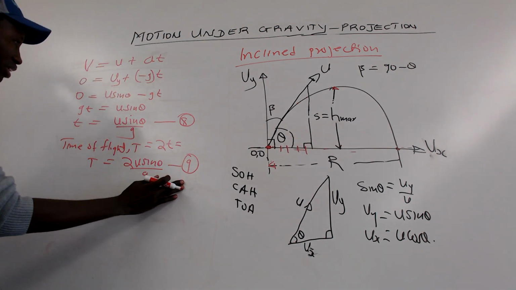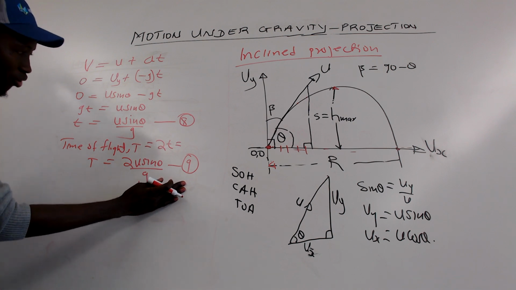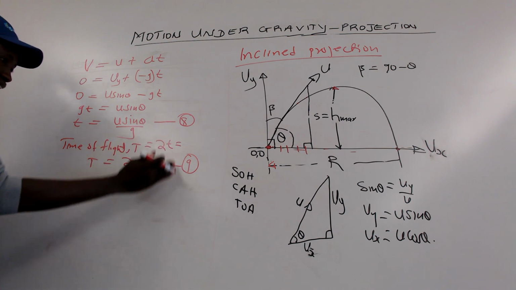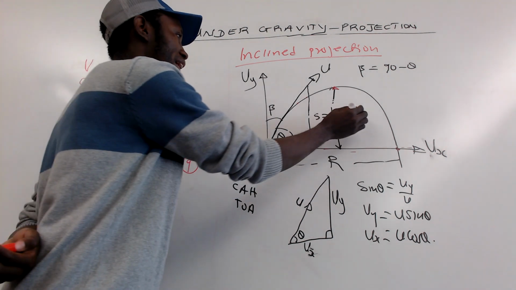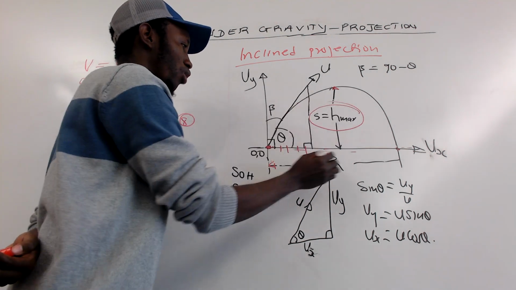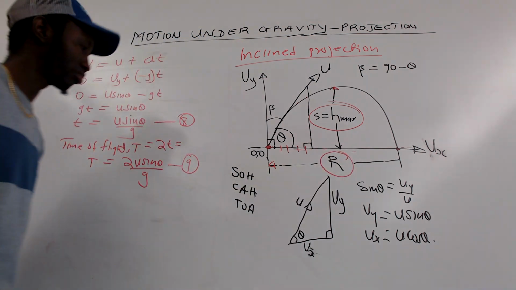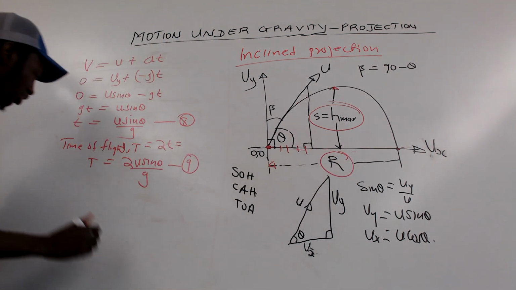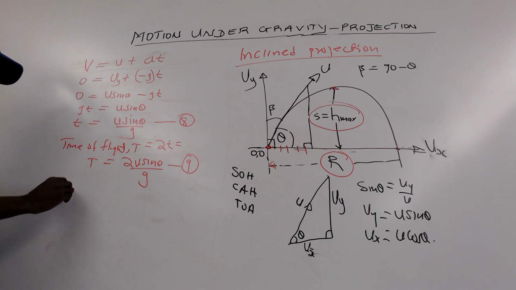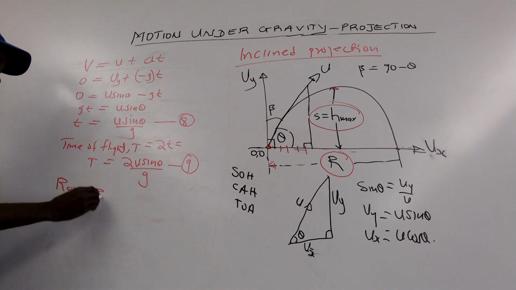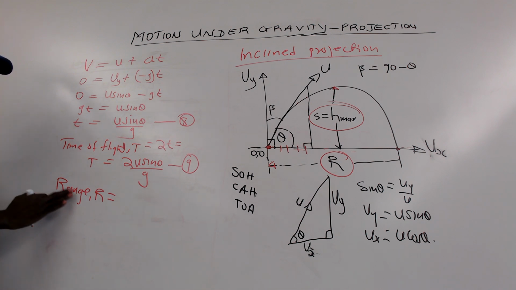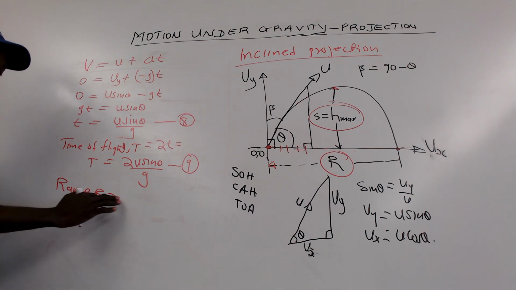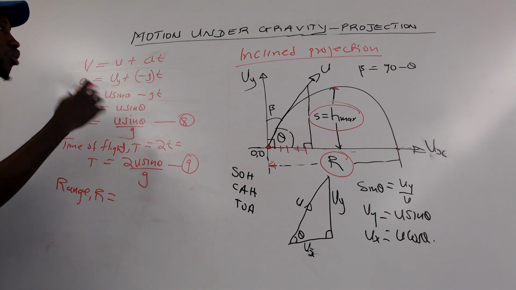So we have these two equations for inclined projection, which are 8 and 9. We also need to find the range and the maximum height. So these are the two things that remain. If we want to find the range, we can also call it the horizontal distance. You can call it either horizontal range or horizontal distance.